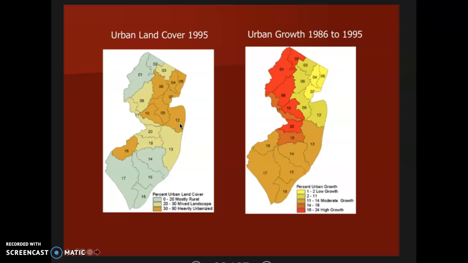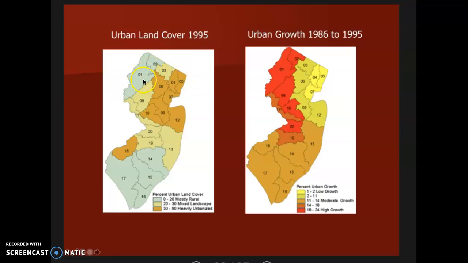But we could also, in 1995, create this map showing where there's been urban growth over almost a 10-year period. And this was created looking at, oh, well, this is mostly rural in 1995, but it's in the highest growth period where there was a lot of change. Even though it's mostly rural, there was still a lot of change. So these two maps combined give you a different viewpoint.